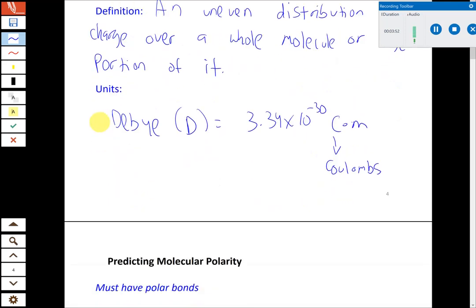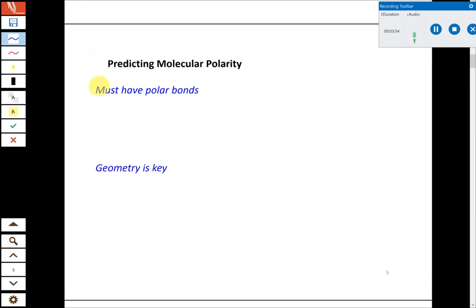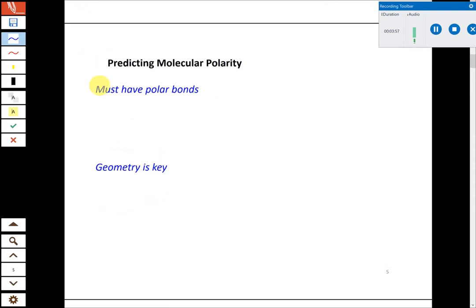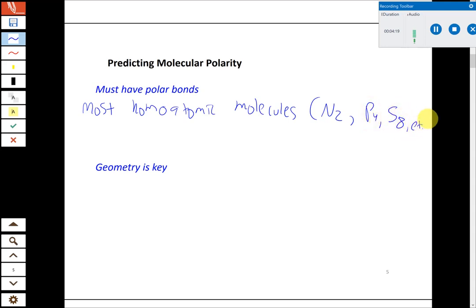But then to understand whether a molecule is polar or not, there are two things we need to think about. So one is that it must have polar bonds. So what that means then is that most homoatomic molecules, in other words, molecules that have just one type of atom in them, these would be nonpolar because they don't have polar bonds. So N2, P4, S8, etc. Because they have all the same atoms bonded to each other, none of the individual bonds can be polar, and that means the whole molecule cannot be polar either. So these ones cannot be polar if they have just one type of atom in them.